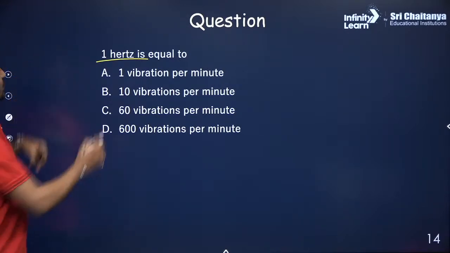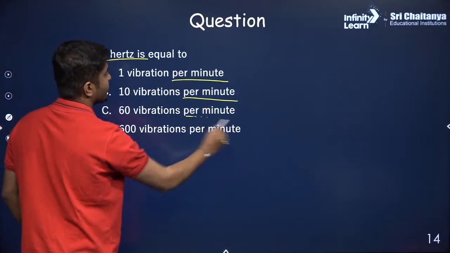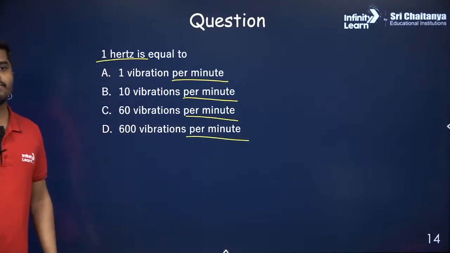Okay, 1 hertz. So now these are number of vibrations, and you see here per minute. So now tell me which one is correct.